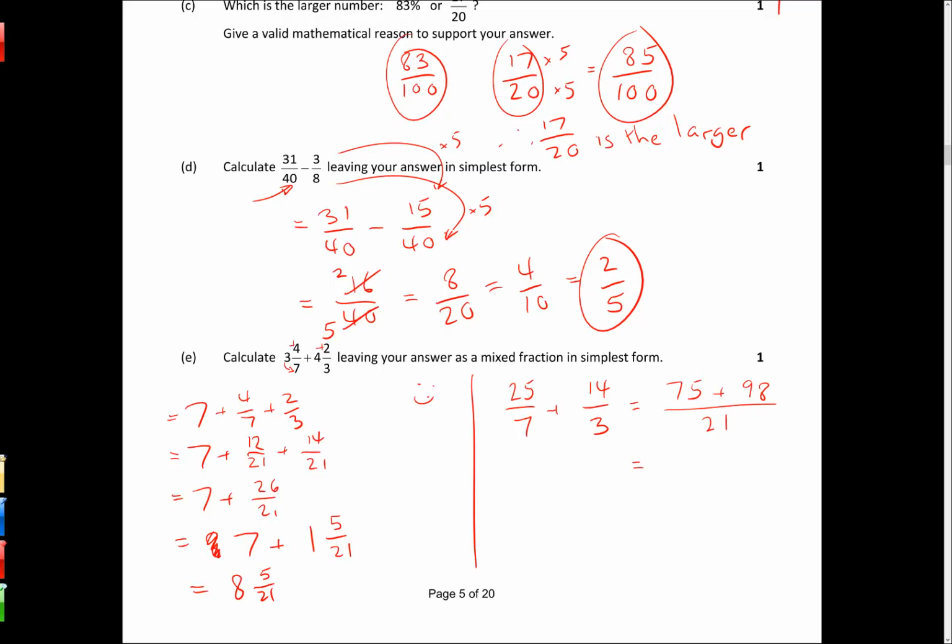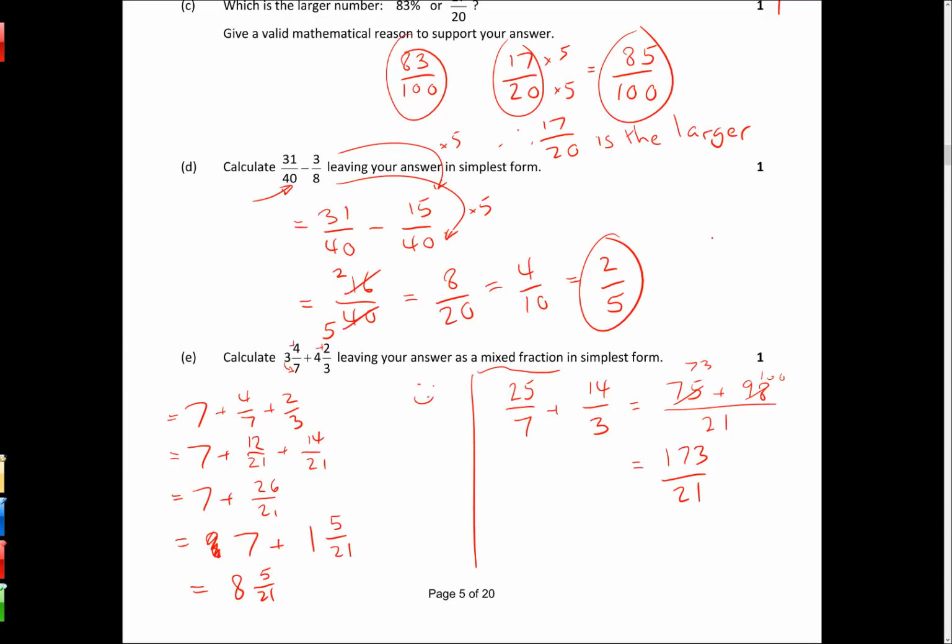75 plus 98. A nice way to do that in the head is like add 2 to it and take 2 off it. So I'm just thinking, well, it's the same as 73 plus 100. It's 173 out of 21. And now I can see that, well, it said mixed fraction. So let's see how many 21s are in 173. I'm going to cheat. I'm looking over here and saying, oh, it might be 8.